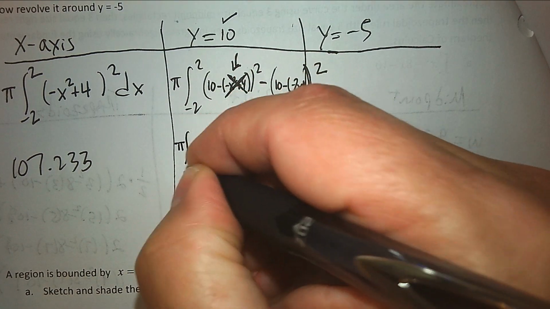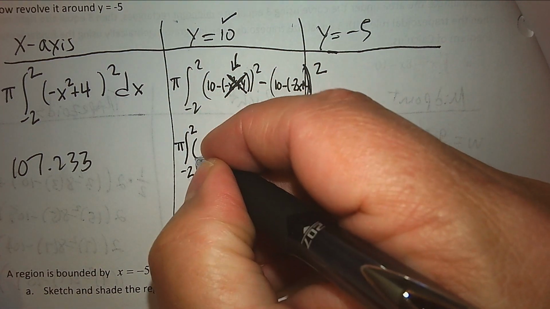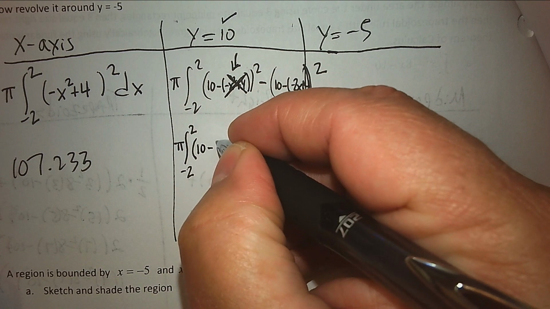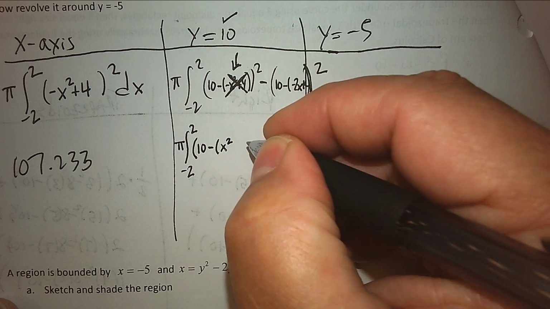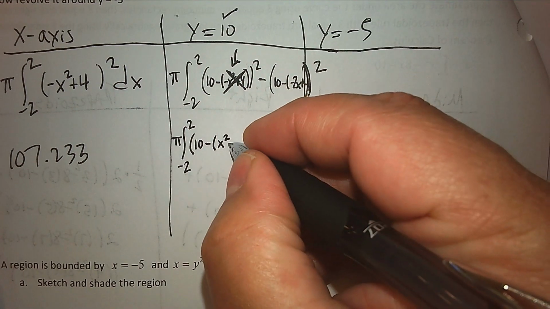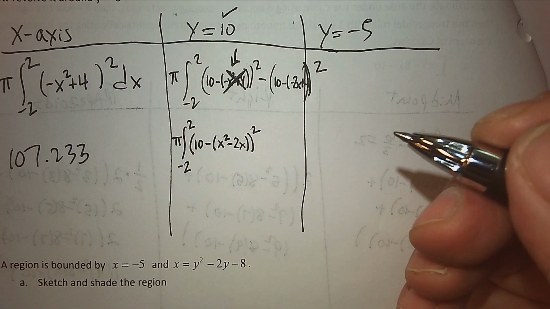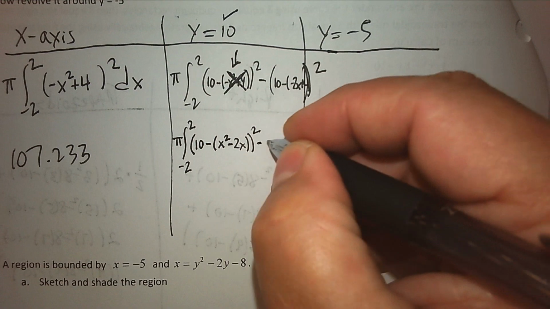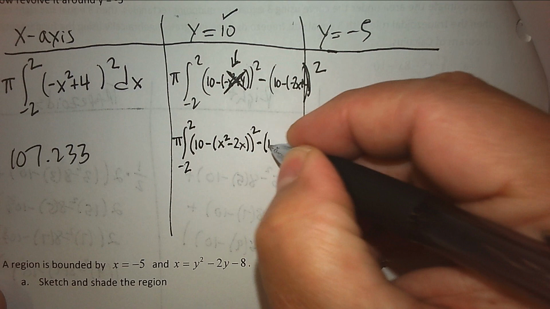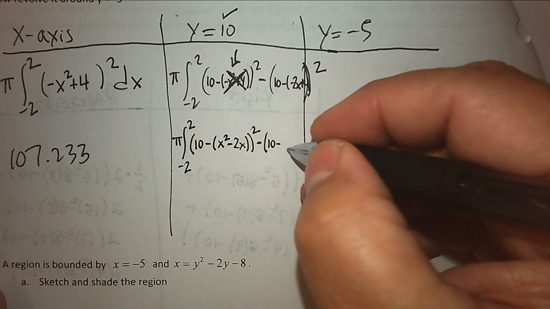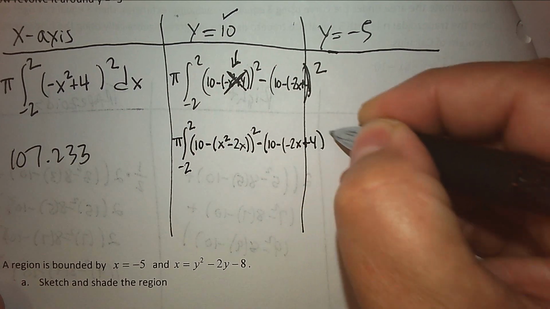So, pi, negative 2 to positive 2. The big radius, we said, was 10 subtract, and again, what was that parabola? It was x squared minus 2x. Is that right? Yes. And then we're going to square it. Now, what's going to describe the shorter radius? It is 10 subtract, this one was right, negative 2x plus 4 squared.